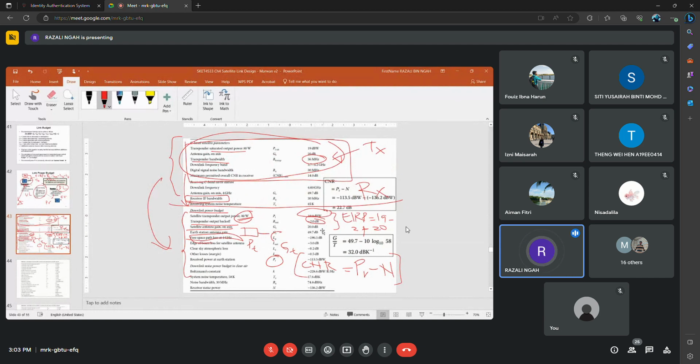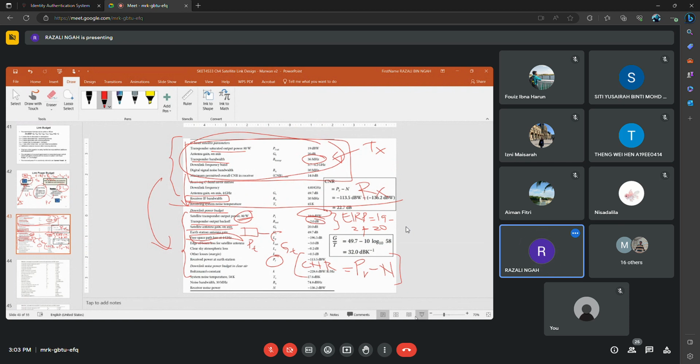Then we just add all the parameters. All the negative signs refer to losses. For example, here we have a back off loss of minus 2 dB. Then we have a free space path loss, which is negative. And then we have edge of beam loss, minus 3 dB.